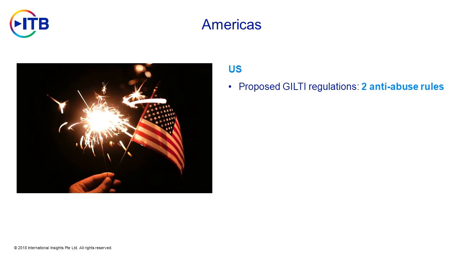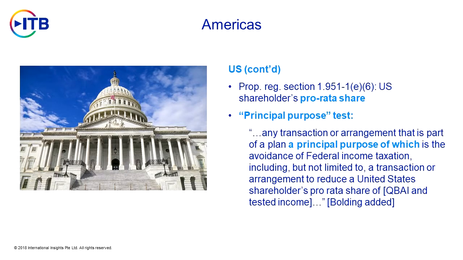In the US, the proposed GILTI regulations released last week are receiving a lot of attention, particularly the two anti-abuse rules. The first of these rules concerns a US shareholder's pro rata share. This rule uses a principal purpose test.